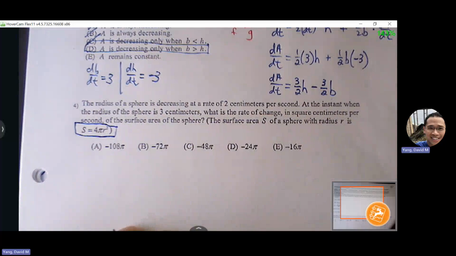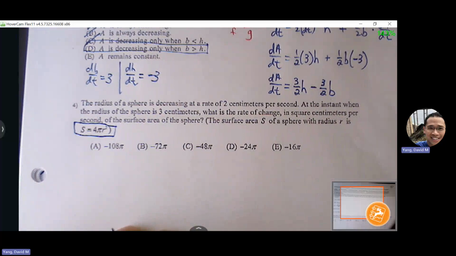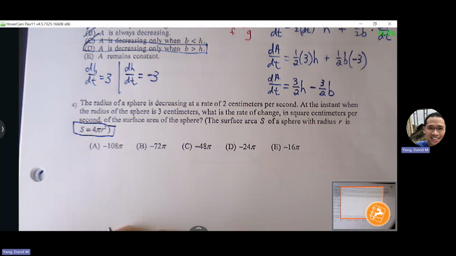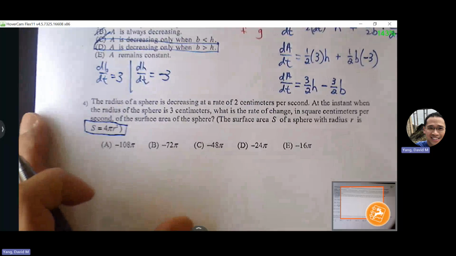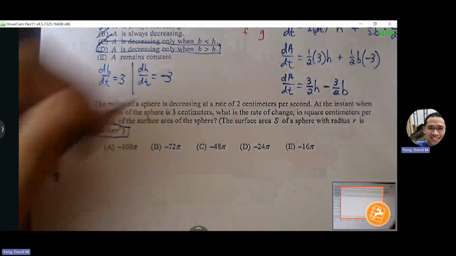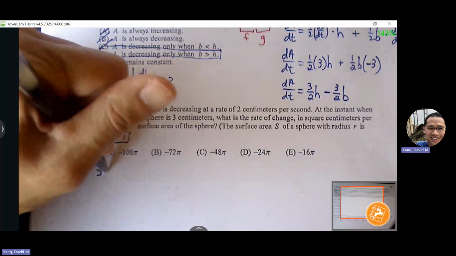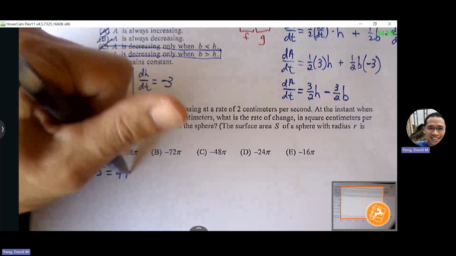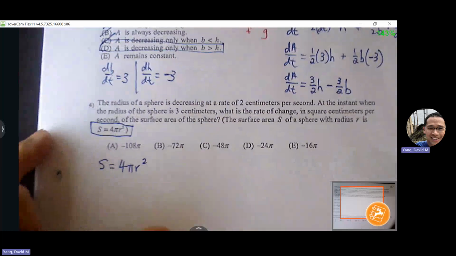So related rates, time is involved. So we need to include the derivative there. So S is 4 pi r squared. Let's find the derivative, get all of our time components to show up. Okay, so S becomes what?